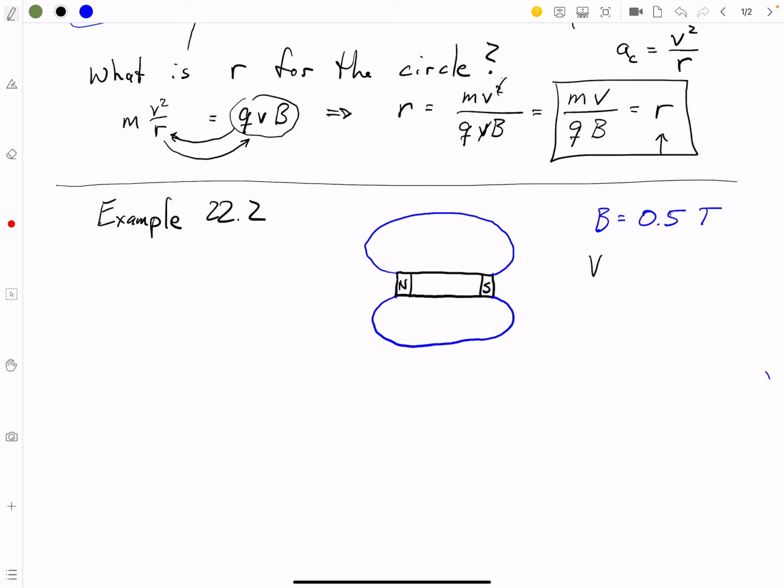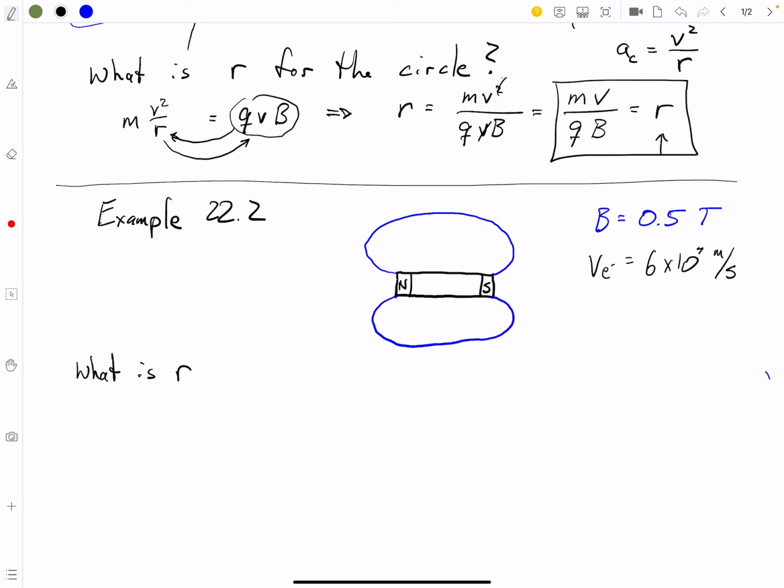Let's say we've got electrons coming in. We've got an electron coming in, and it's doing 6 times 10 to the 7 meters per second. So it's screaming on in there pretty fast. Maybe it's a neodymium magnet, I don't know. But what do we want to know? We want to know the radius r.